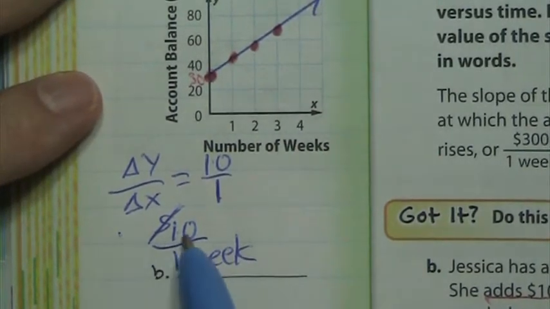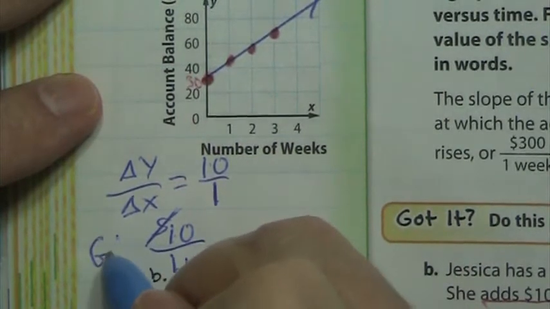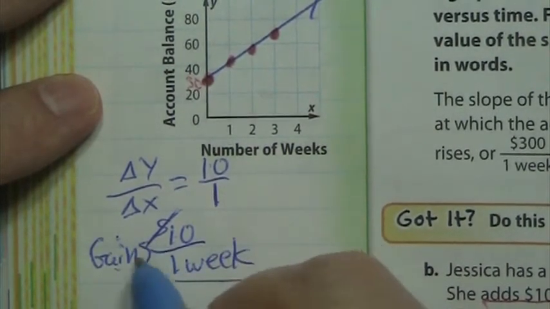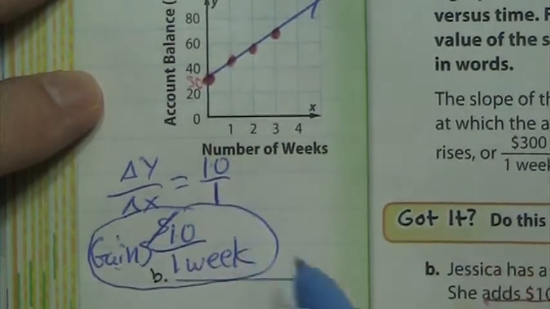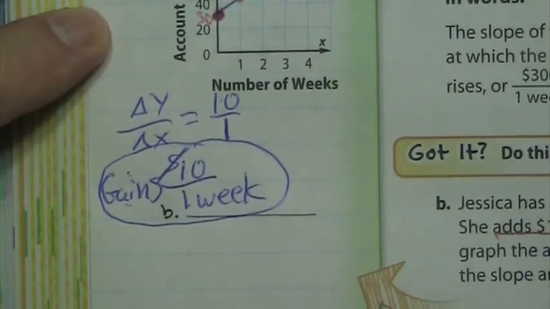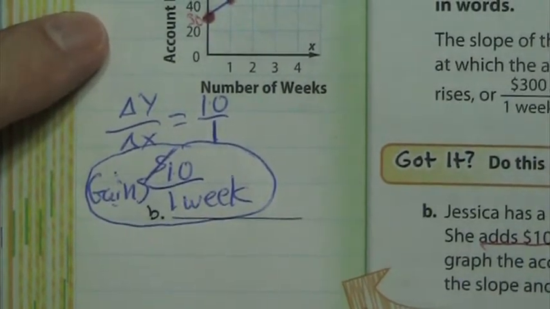So her account changes $10 per week. How about, I'm just going to make this really short. I'm going to say gains $10 per week. Wow, that is really not very good with my words, am I? But there's not much room to write in here either. She gains $10 per week. That's what it means.